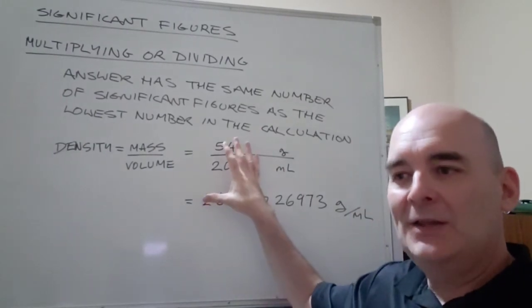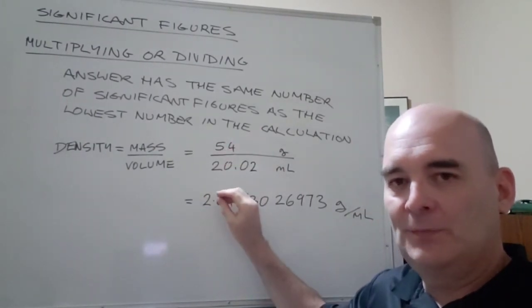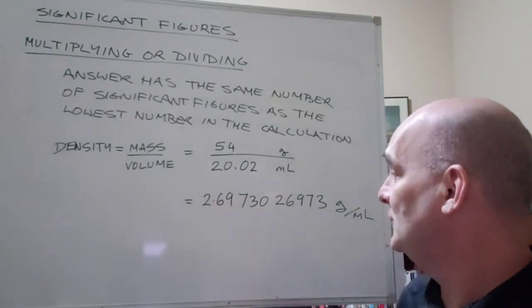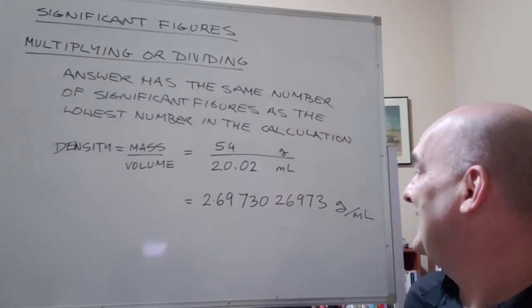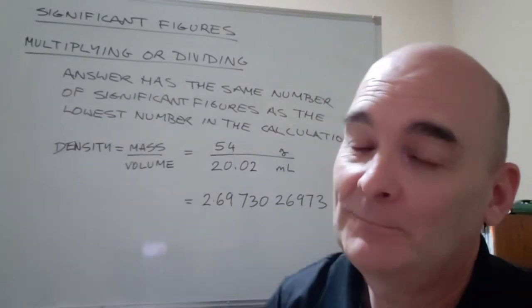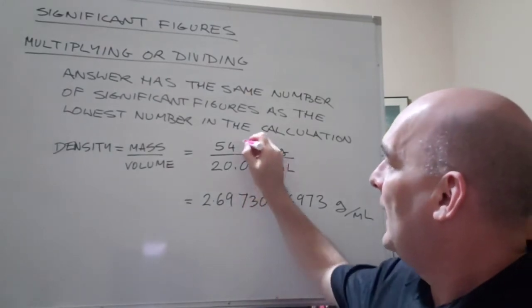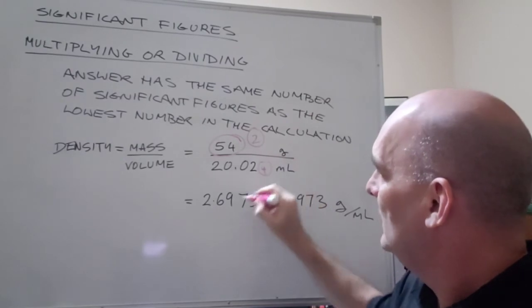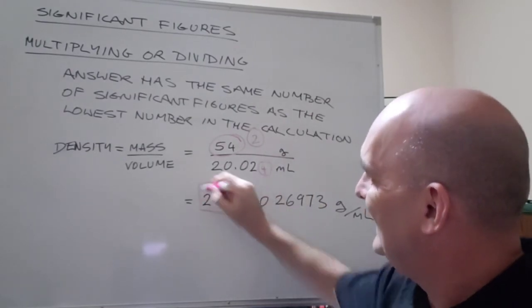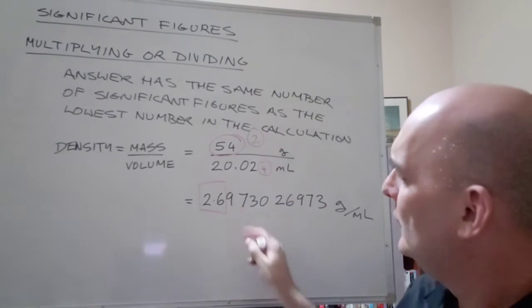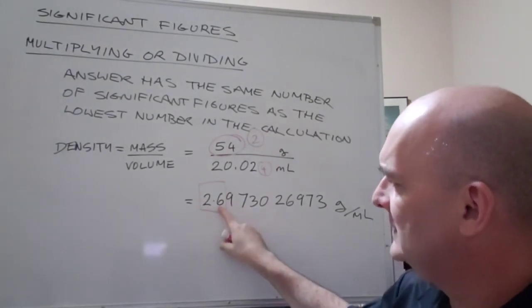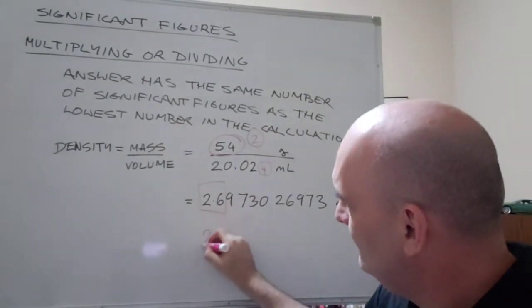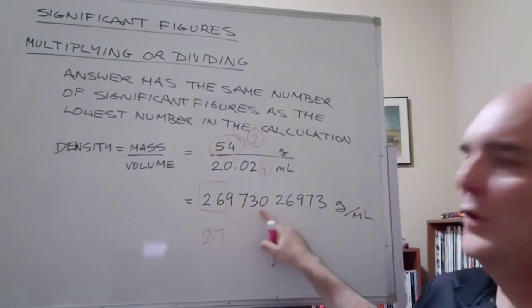So when I take the top number and divide it by the bottom number, my calculator tells me that the answer is 2.697302697. Oh, no, no, no, no. I'm only allowed 2 significant figures. So I get this. And of course, that 9 makes that 6 really be a 7. So I'm not allowed to quote these numbers.